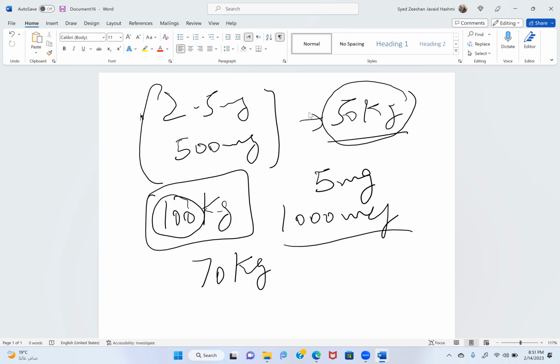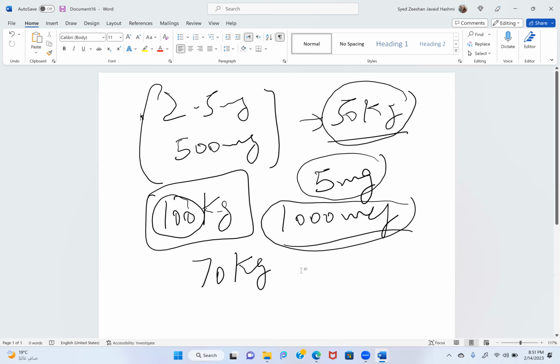So for 100 kg, at least you need 5 milligram of neostigmine with 1000 mics of glycopyrrolate. This is an important thing with reference to this topic. And if possible, you can monitor the patient with a nerve stimulator. So that's what I wanted to share.